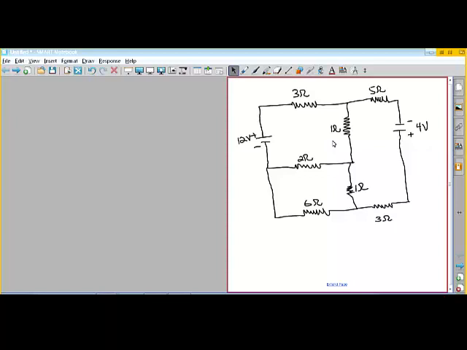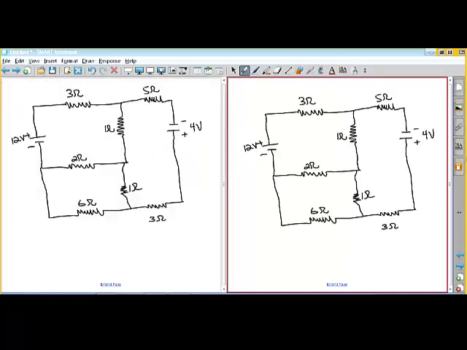Okay, this is an example using the loop laws and the junction laws. And it's reasonably complicated. We have all these resistors. We have two batteries. And you can see we go from negative to positive, 12 volts across this battery. And we go from negative to positive, the difference is 4 volts at this point.